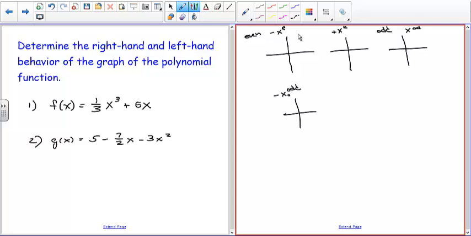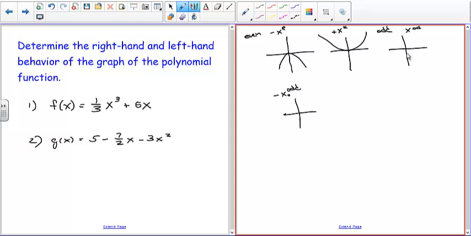So if it's even positive, the end behavior is going to be like this. So as you go to plus or minus infinity in terms of x, your y value is going to go to plus infinity both ways. If it's negative x to the even power, then the end behavior is going to be like that. So you go to negative infinity on both sides. X to the second, x to the fourth.